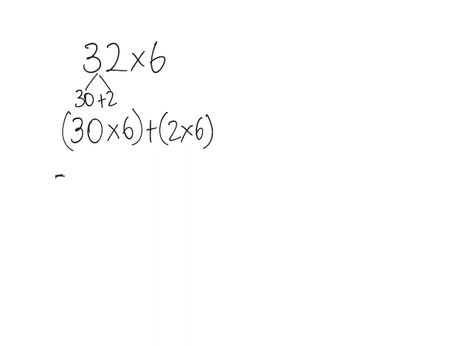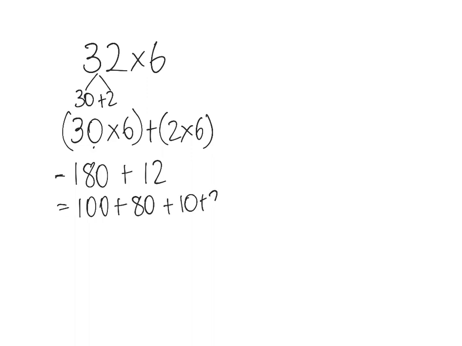That's 3 times 6 is 18. Add the 0, I get 180. Plus 2 times 6, which is 12. Let's break 180 into 100 plus 80 and break the 12 into 10 and 2. So I end up with 100 plus 90 plus 2, which gives me 192. Let's see what that looks like when we do the vertical algorithm.